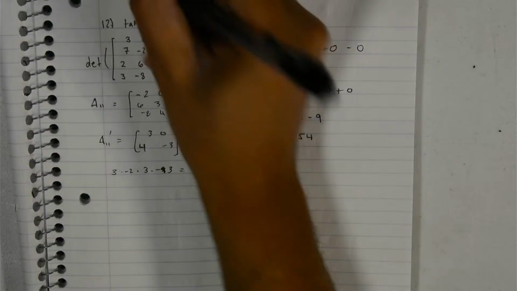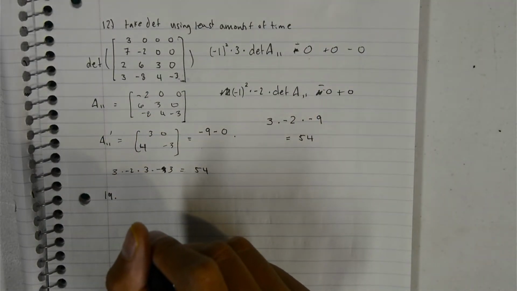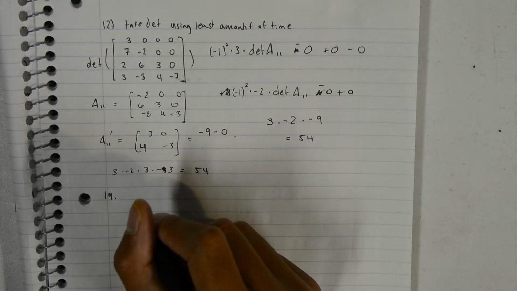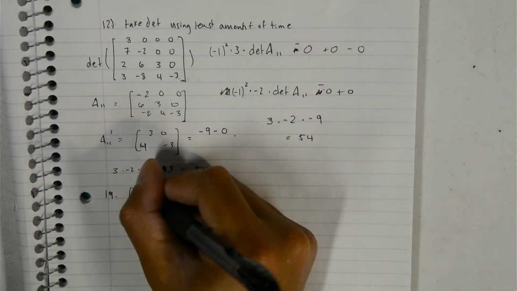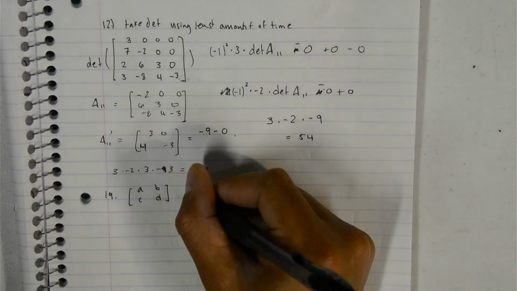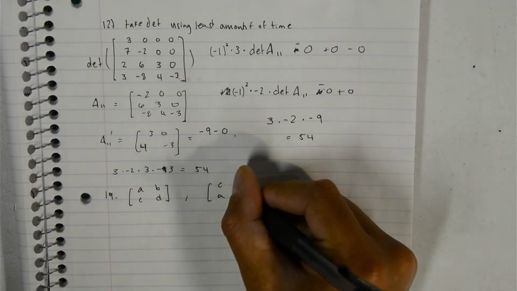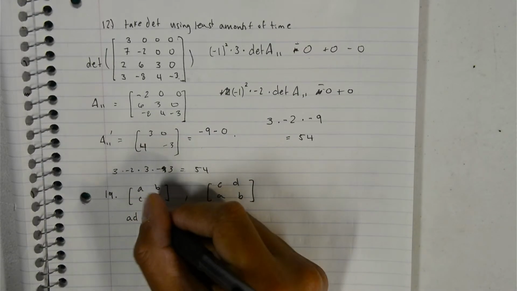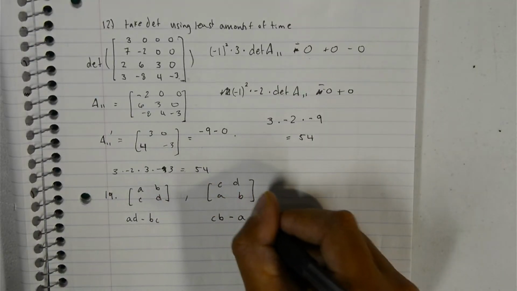Okay, so we did problem 12. Let's do problem 19 now. Explore the effect of an elementary row operation on the determinant of a matrix. So for 19 we have A, B, C, D as our original matrix, and we take the det of that. And then finally we have C, D, A, B. So this is going to be AD minus BC, and this is going to be CB minus AD.